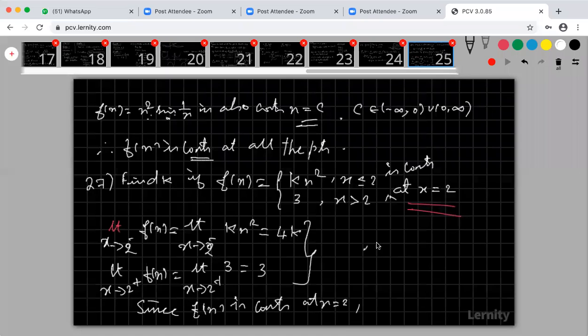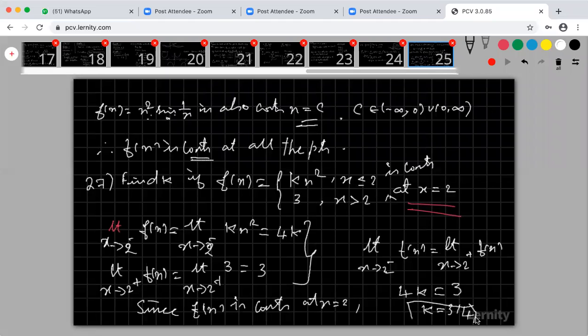What we are getting? The left hand limit and the right hand limit, both are equal. What is my left hand limit? 4k. What is my right hand limit? 3. What is the k? 3 by 4. What is the question? Find k. So therefore this is the answer. Are you okay?